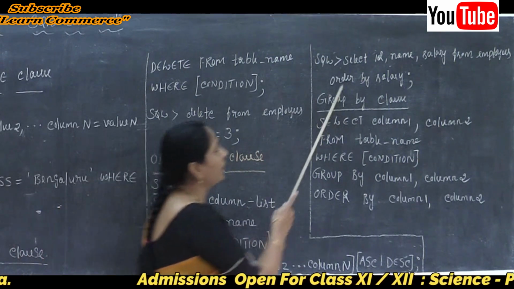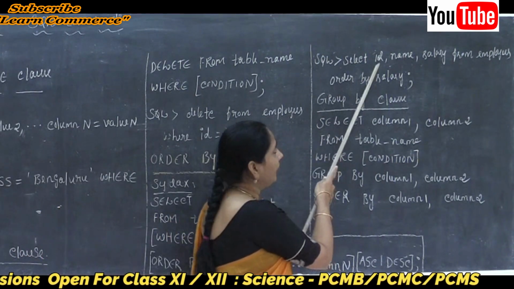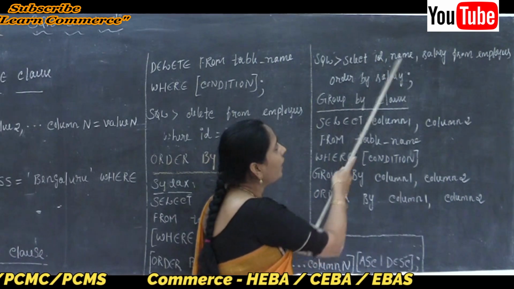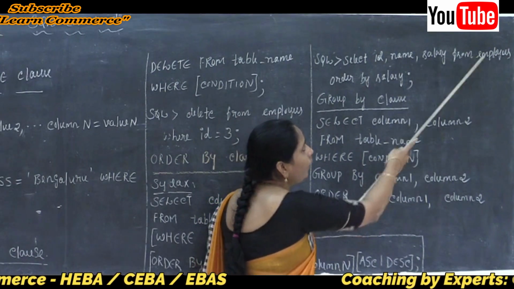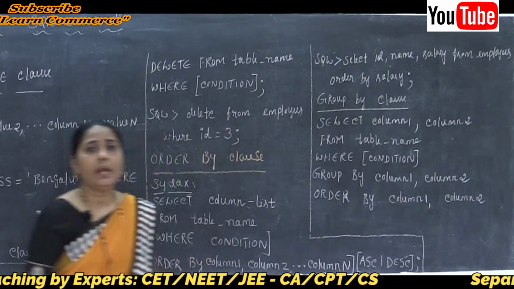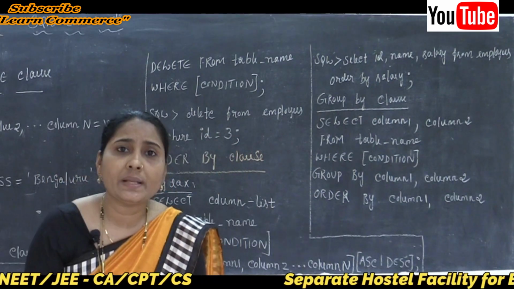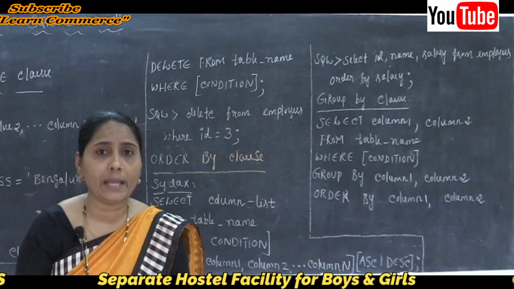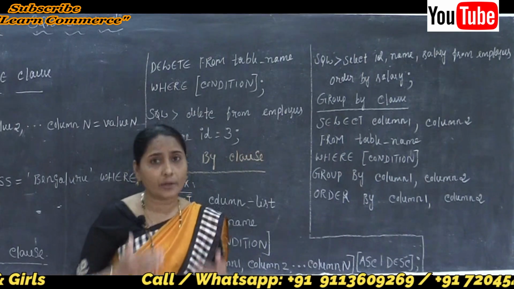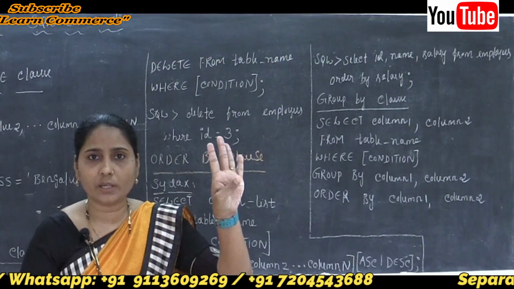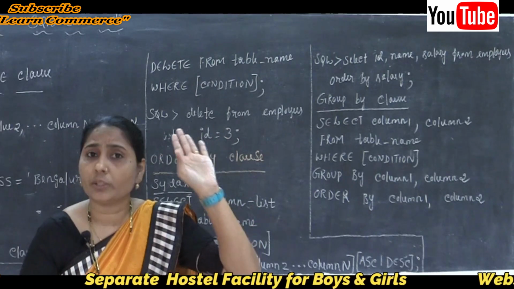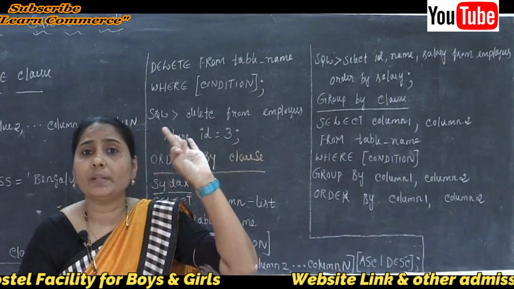The example is: select ID, that means the column list, we already gave ID, comma, name, comma, salary, from the table name, which is employees, order by salary. Maybe in our employee table, we already arranged the salary with the name. The salary values are 20,000, then 40,000, then 60,000. We already arranged 20,000, maybe 10,000, or maybe 30,000.